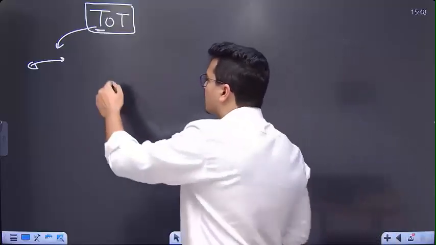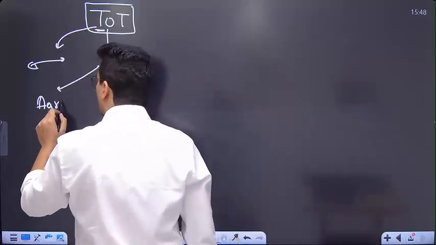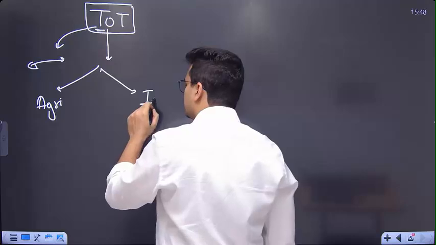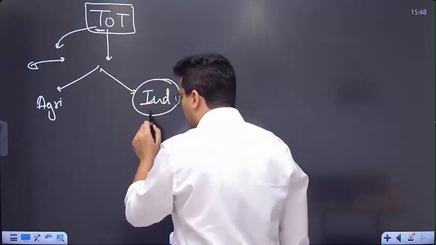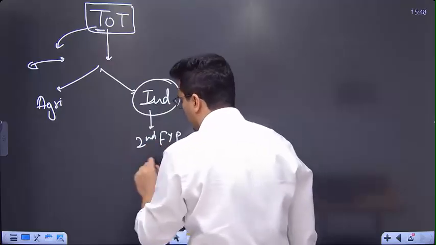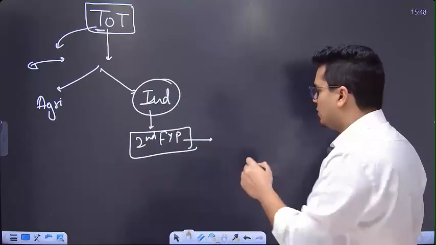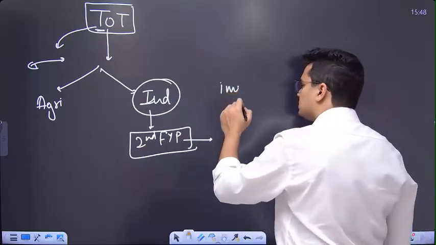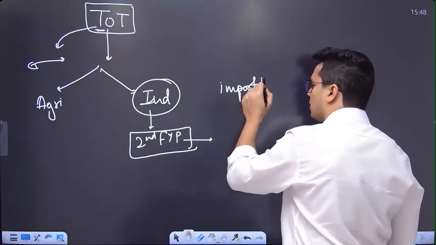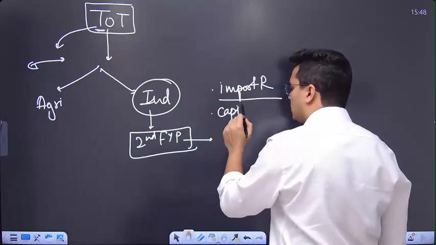Now here we are comparing the terms of trade between the agricultural sector and the industrial sector. From the second 5-year plan, we start focusing on industrialization. We put import restrictions. We say that we have to promote capital goods industry.